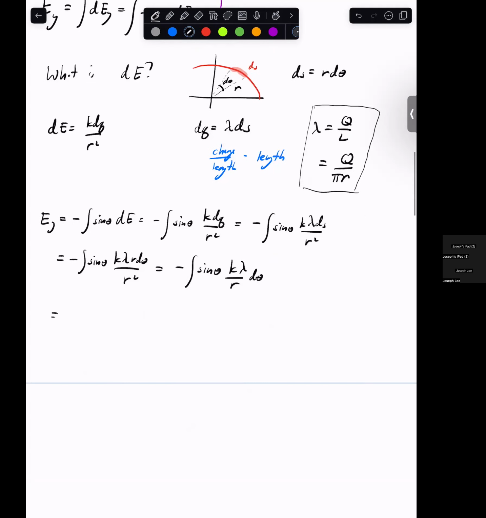So now I'm going to pull out all the constants. So k, lambda, and r have nothing to do with theta. I get an integral of sine theta d theta. And if we remember the way we're sweeping is a half circle. So theta should go from 0 to pi, or 180 degrees if you're going to work with degrees.